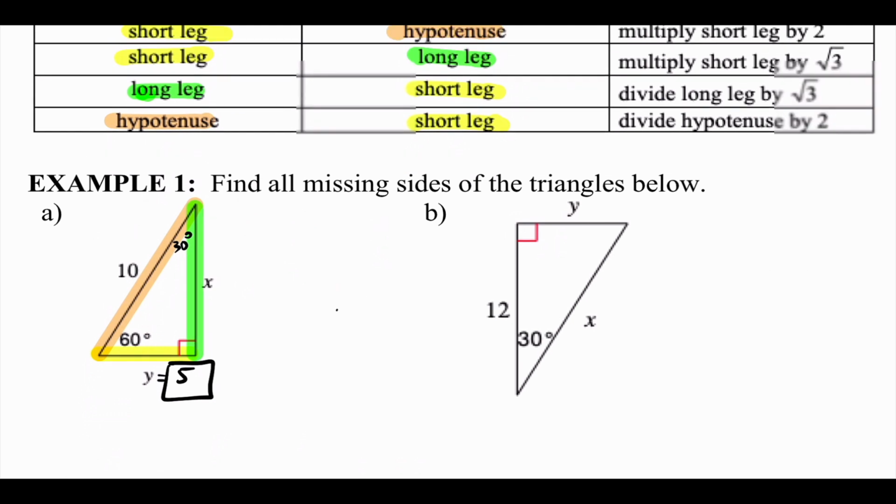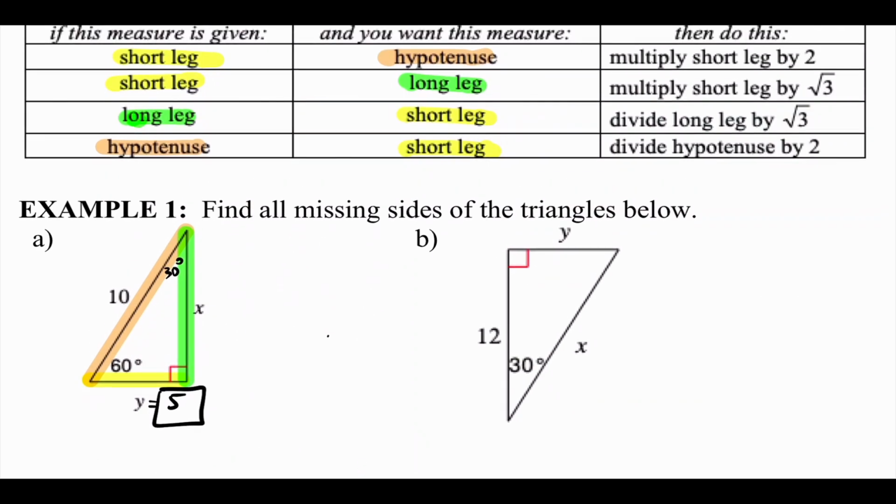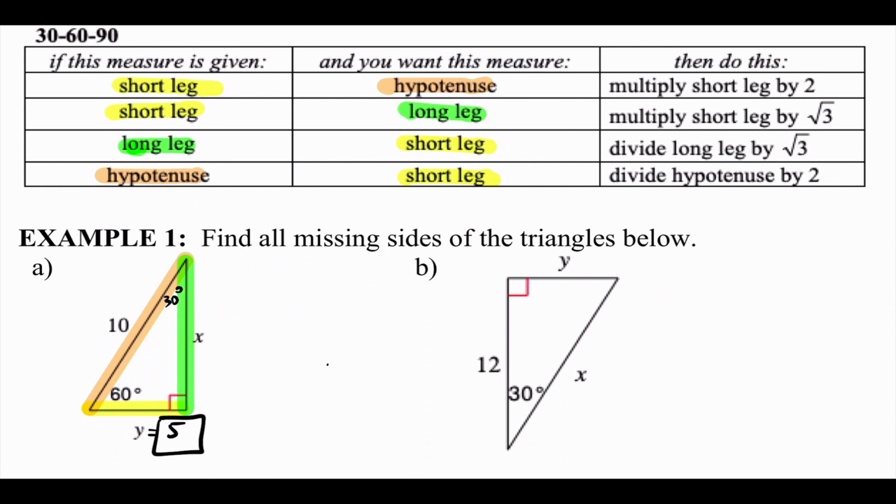Okay. So now I have the short leg and the hypotenuse. Now I need to find the long leg. So I go to my table. These are my wants. Here's the long leg. So I'm going to take the short leg and multiply it by the square root of 3. The short leg is 5, so I'm going to take 5 and multiply it times the square root of 3.